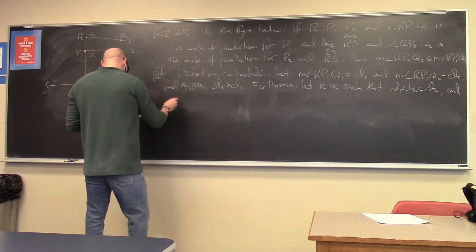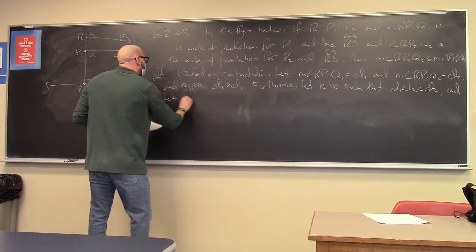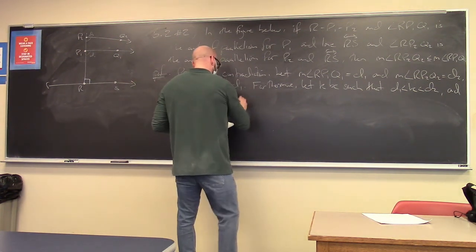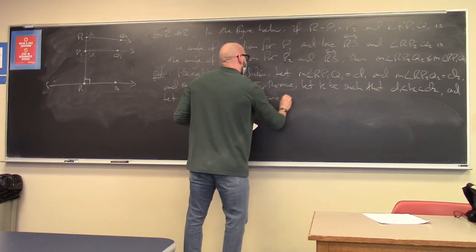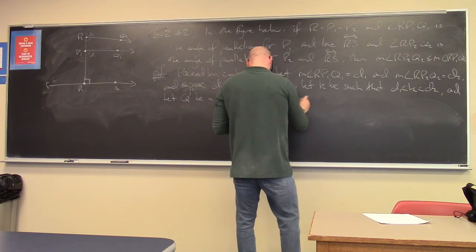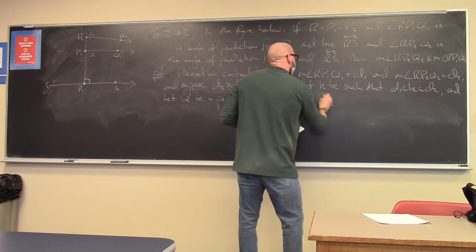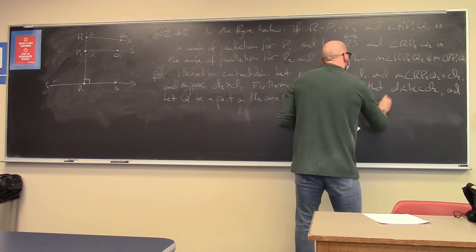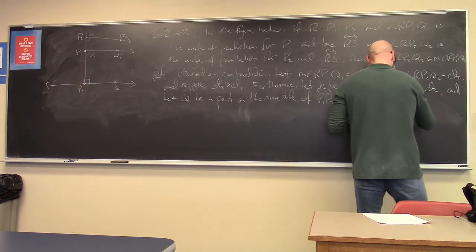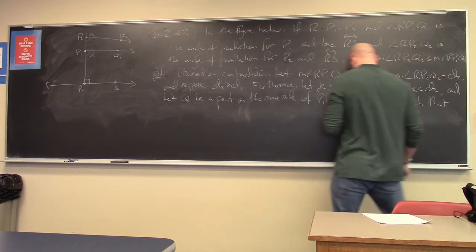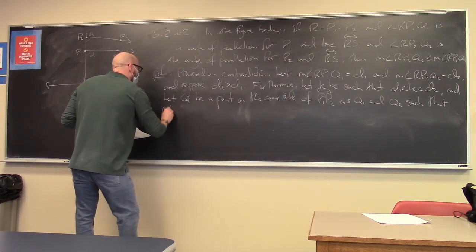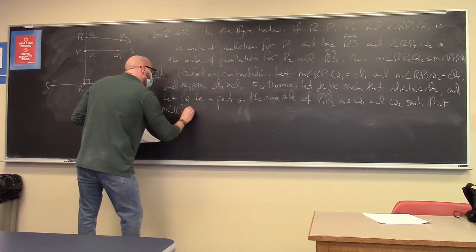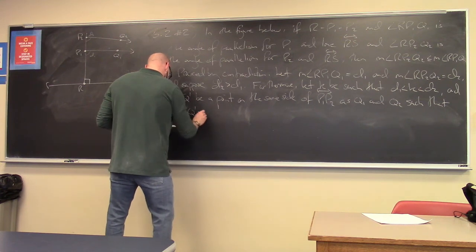So that's what all this writing is going to be now. And let Q prime be a point on the same side of this line P1 P2 as Q1 and Q2, such that the measure of angle R P2 Q prime equals K.